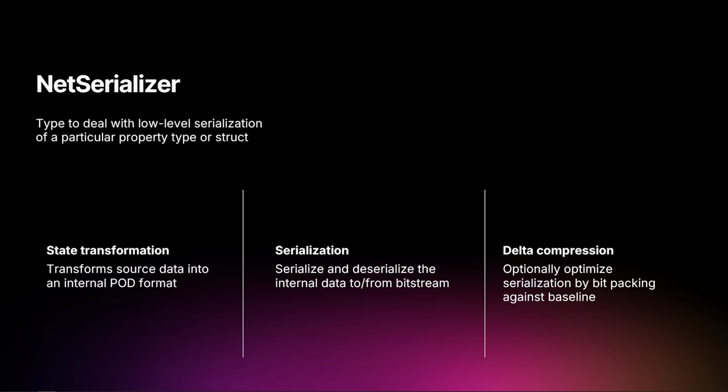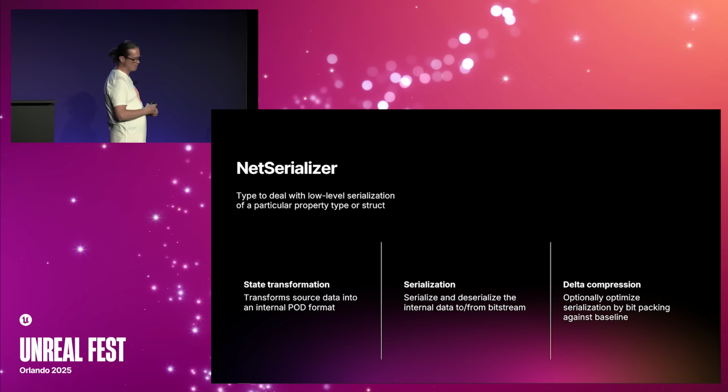And finally, serialization. That's slightly different from what you're used to. For example, we don't support NetSerialize on a struct. You have to implement, well, not have to, but often you need to implement a NetSerializer instead. And that deals with a particular property type or struct. But since we support all properties that are supported by any other replication system in the engine, you'll mostly deal with the structs.